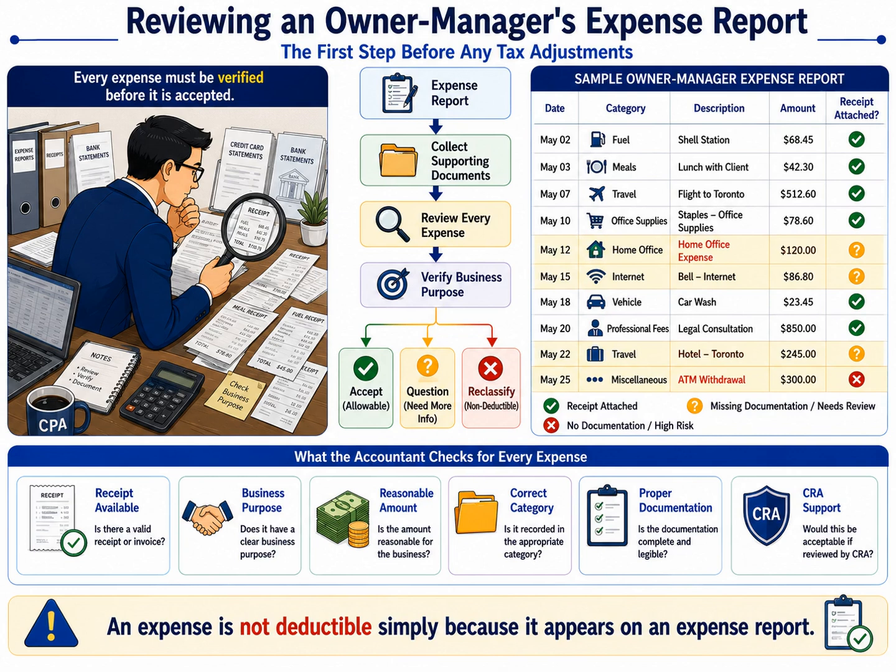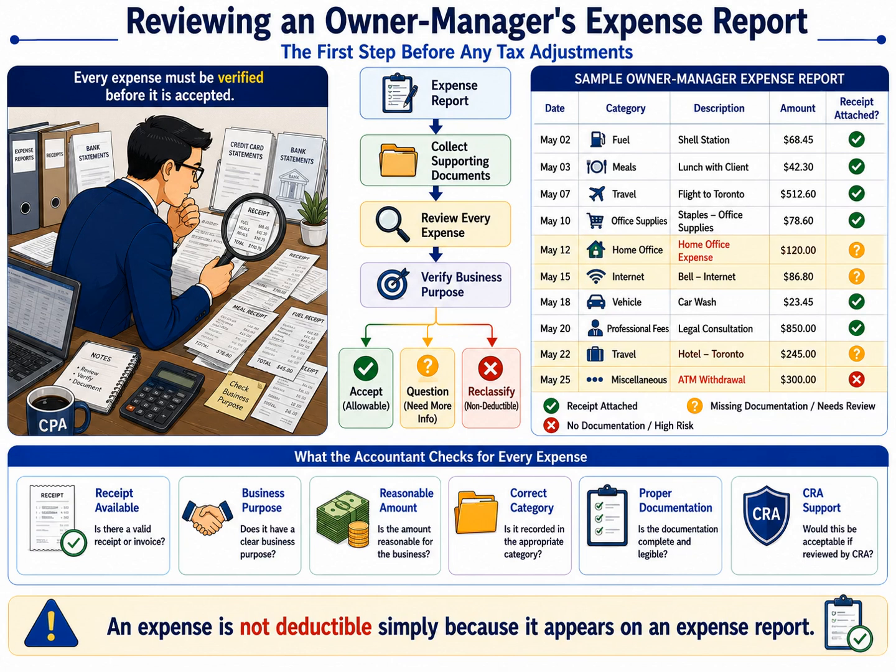The first question is whether there is a genuine business purpose. If the expense was incurred to earn business income, it may qualify for deduction. If the expense primarily benefits the owner personally, it may need to be removed from the business records. During the review, every expense generally falls into one of three categories.